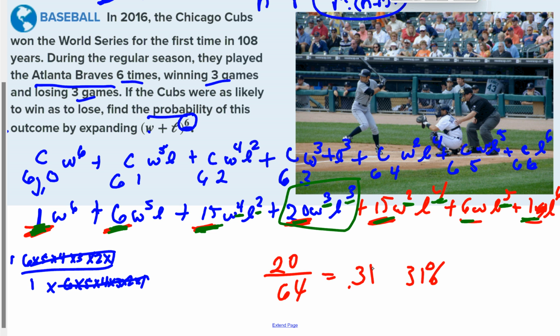So this is just a different way to find out different combinations. You could have just done this by hand by counting. Okay, they played 6 times. They could have won all 6. They could have lost all 6. Then they could have won 5. How many ways could they have won 5? How many ways could they have lost 1? And so that's where we use this binomial theorem.